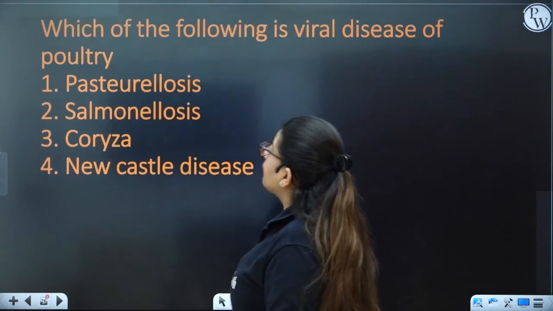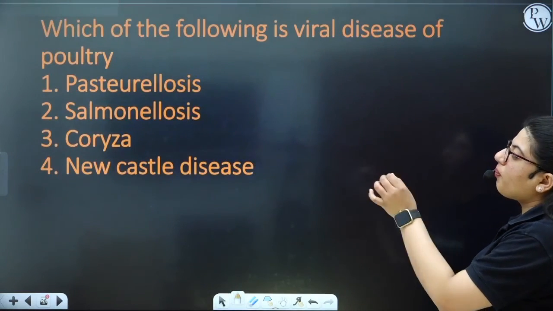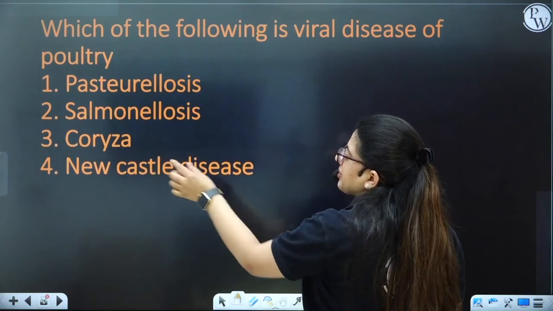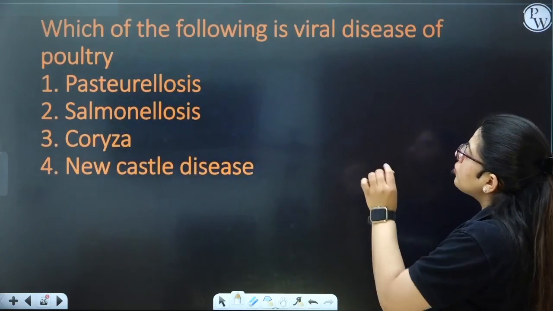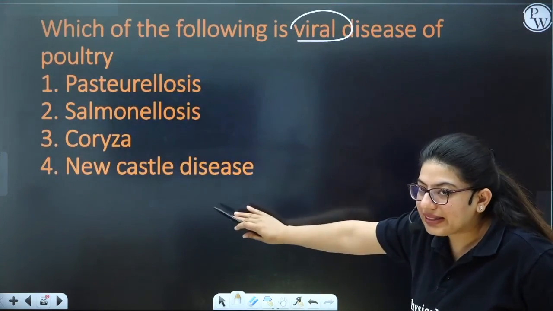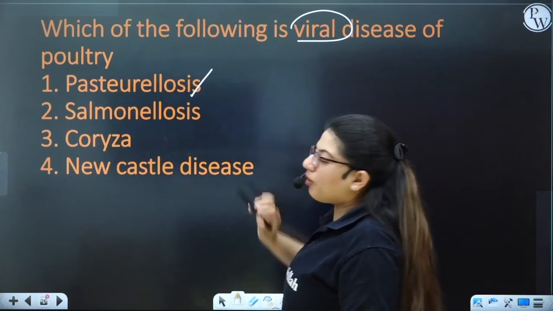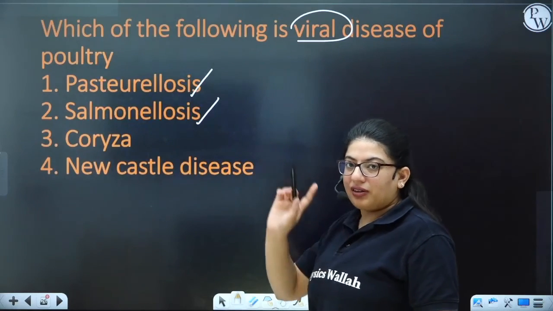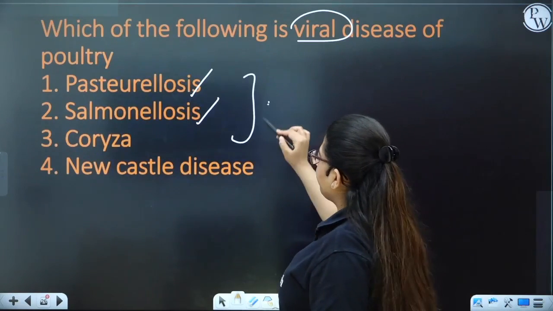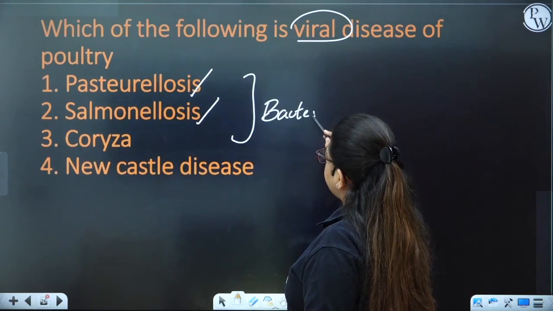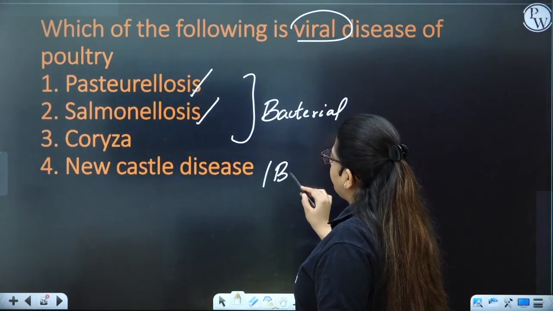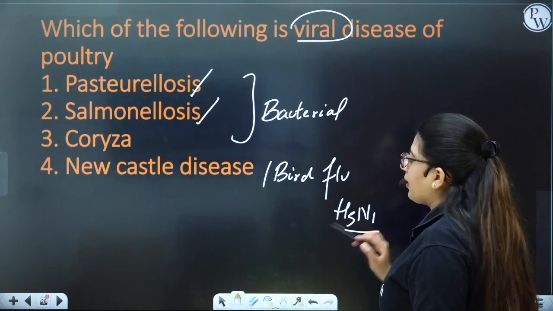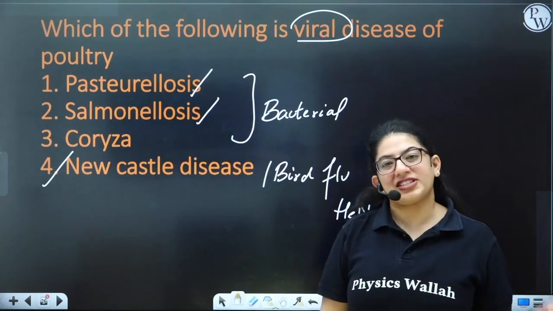Next. Which of the following is a viral disease of poultry? Pasteurellosis, Salmonellosis, Coryza, Newcastle disease. You have to find which is a viral disease. All are diseases of poultry. This is another name of fowl cholera. This is another name of pullorum. Coryza we have done, due to Haemophilus. All these are bacterial. Whereas Newcastle is a bird flu, and you know the bird flu occurs due to the H5N1 virus. So the fourth is the correct answer.